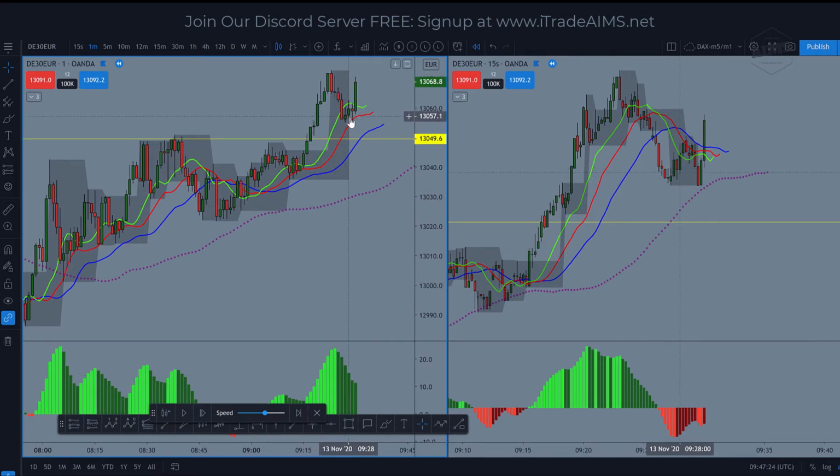So on the M1 chart, you can see that the first break of a pullback candle was actually this candle. What time is it?